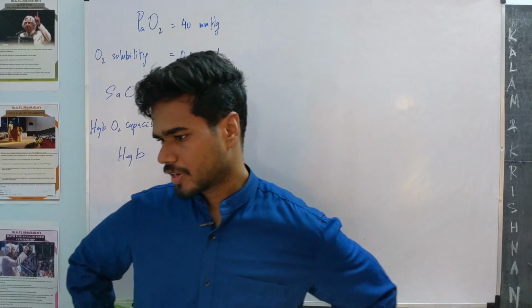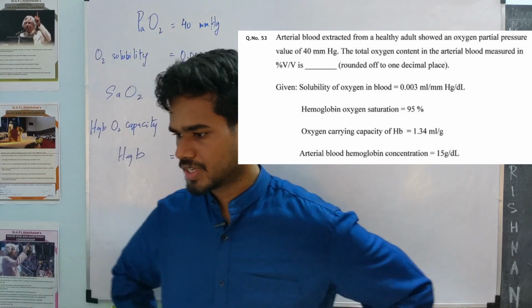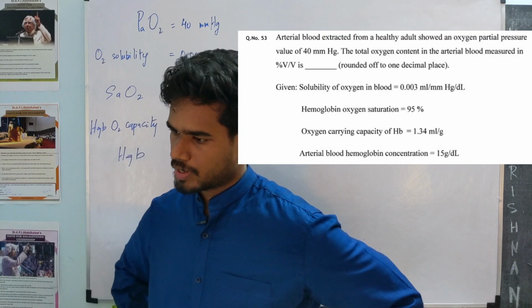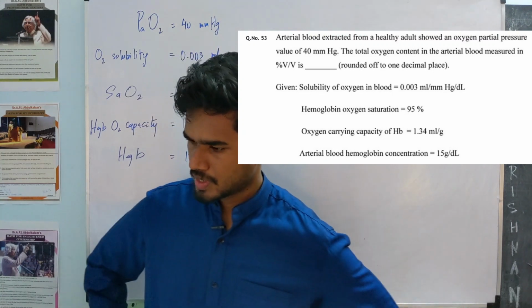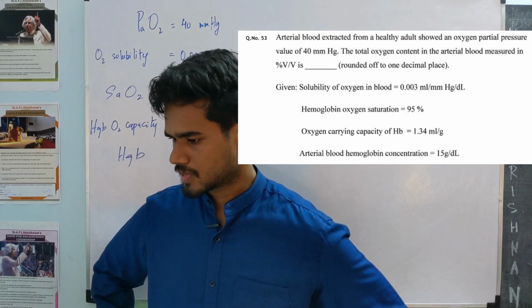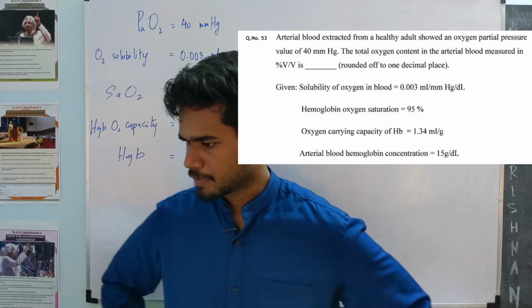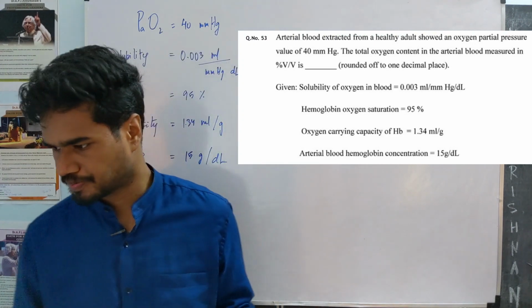23rd question. Arterial blood extract from a healthy adult showed an oxygen partial pressure value of 40 mmHg. Total oxygen content in the arterial blood, measured in percentage volume by volume, is dash, rounded off to 1 decimal place. Given: solubility of oxygen in blood, hemoglobin oxygen saturation, oxygen carrying capacity of hemoglobin, and arterial blood hemoglobin concentration.